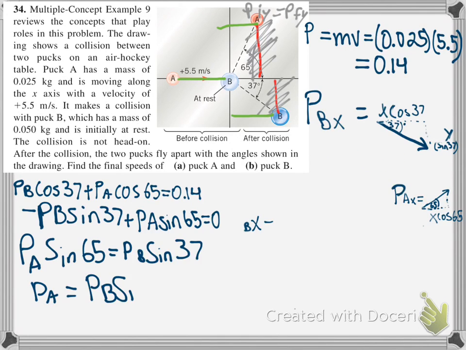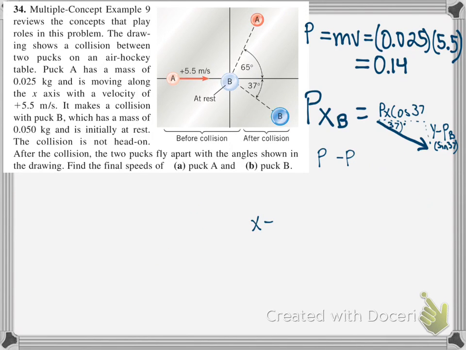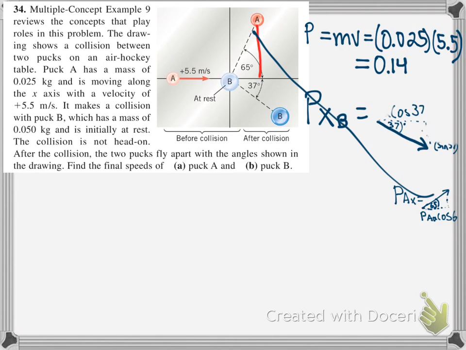Let me just make it a little more neat for you there. So for x of B we're going to use cosine of the angle 37. And then for the y of B, we're going to use the sine of angle 37. And you can do the same for A. For x, do cosine 65, okay?